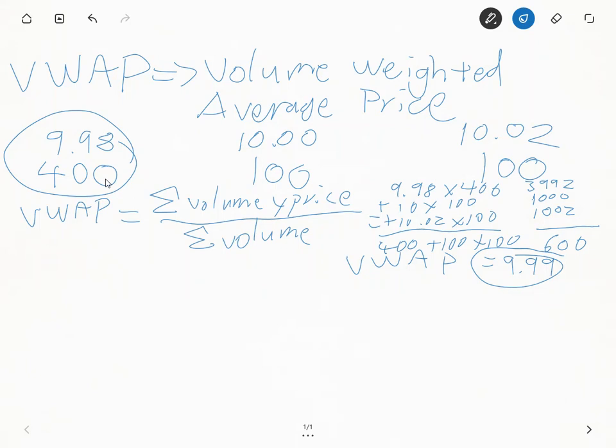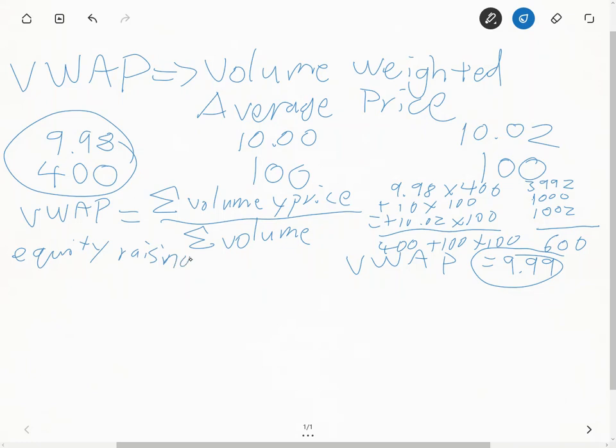Now, as I said in a previous video, this is all well and good, but why do we care? I mean, why do we actually care about the VWAP in share trading? There's really only one main time that this actually comes up, and that is with an equity raising.